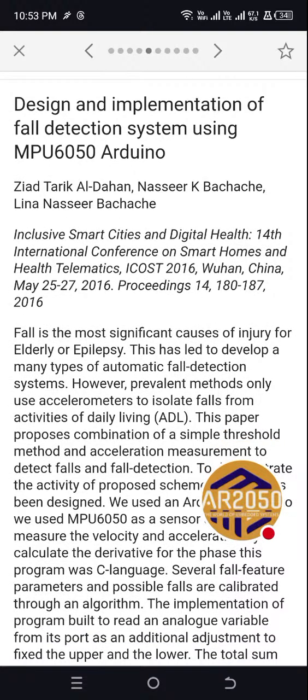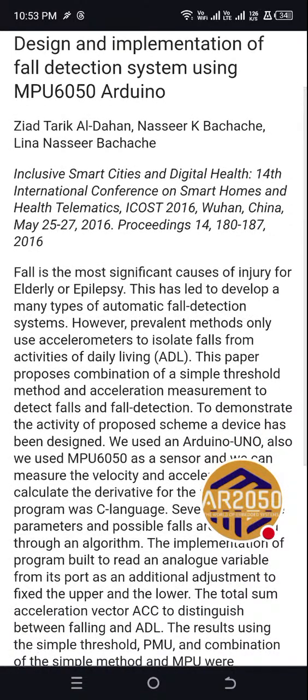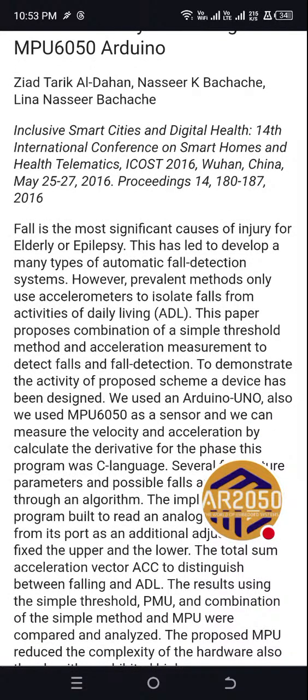Falls are the most significant cause of injury for the elderly or those with epilepsy. This has led to the development of many types of automatic fall detection systems. However, prevalent methods only use accelerometers to isolate falls from activities of daily living. The ADXLs, yes, the accelerometers will only tell the orientation. So if the orientation changes, it is a technique to detect the fall. But gravity and acceleration play an important role in detecting the fall. So simple orientation is not going to work.